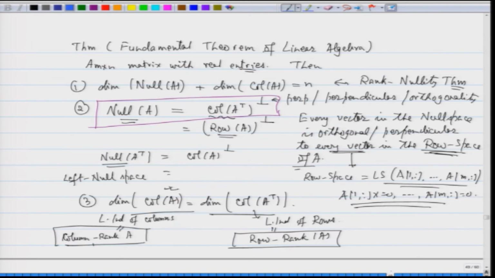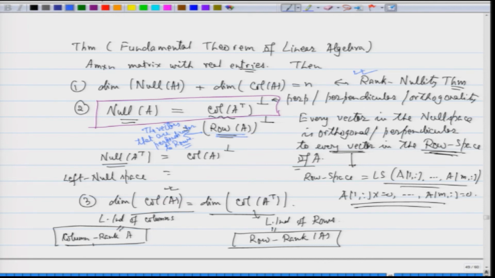What is the fundamental theorem of linear algebra? There is the rank nullity theorem, that you already understand. The second part says that you can relate the null space with the row space in some sense. You are not looking at the row space, you are looking at the vectors which are perpendicular to the rows. This is important. And the third one was nothing but relating the two things.